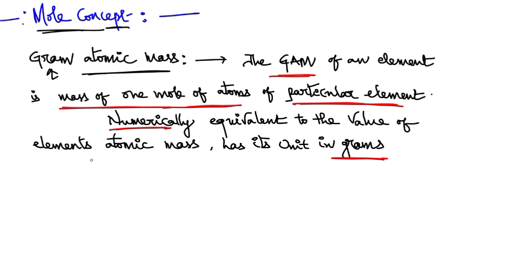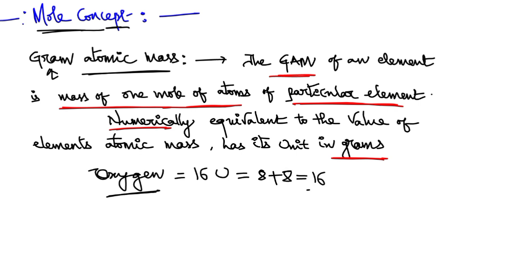For example, consider the atomic mass of oxygen. The atomic mass is 16 units, because the proton number, meaning the atomic number of oxygen, is 8. So the sum of proton number and neutron number is 8 plus 8, which equals 16. If this 16 units is expressed in grams, then this is called the gram atomic mass of oxygen.